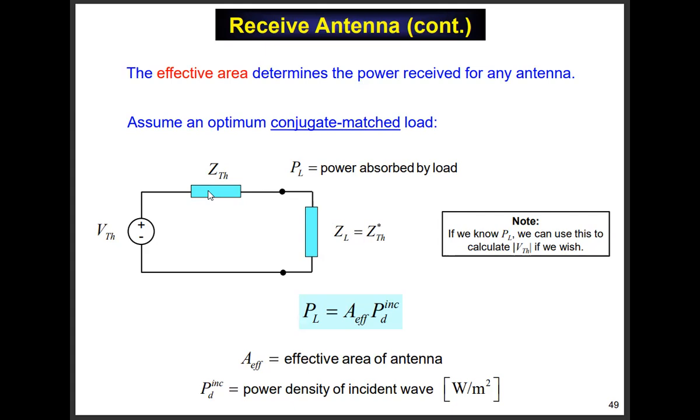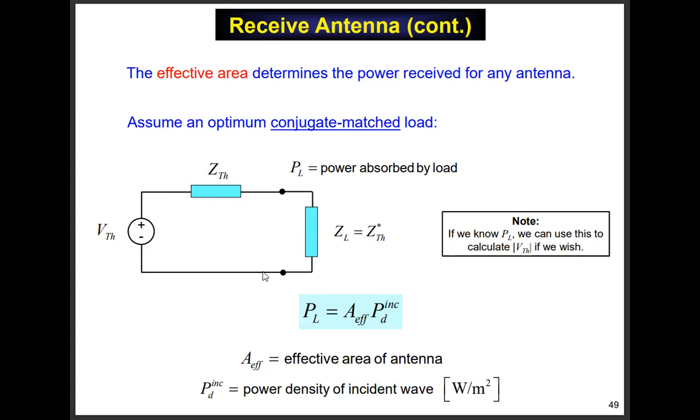But as an example, let's say I'm using my resonant half-wave dipole as a receive antenna. If it's resonant, the input impedance is going to be real, 73 ohms. So that means Z Thevenin is 73. So the optimum load to connect to my receive antenna is going to be 73 ohms. I'm going to get maximum power into my receiver if the receiver is a load of 73 ohms. Okay? Now, that's the assumption for this formula here.